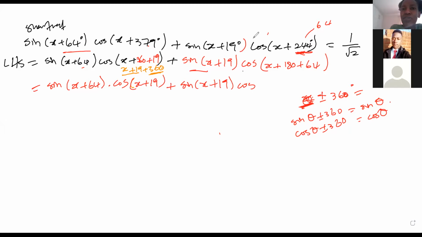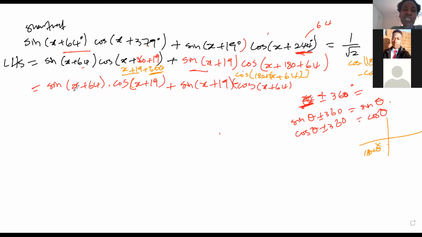Then here I have this, which is the same as cos(180 plus (x plus 64)). So this is cos(180 plus theta), and theta in this case is x plus 64. Cos(180 plus theta) always gives us a negative cos, because cos is negative in this quadrant. This is where you have 180 plus theta. That means here I'm going to have a negative cos(x plus 64). Okay, so that's what I have.